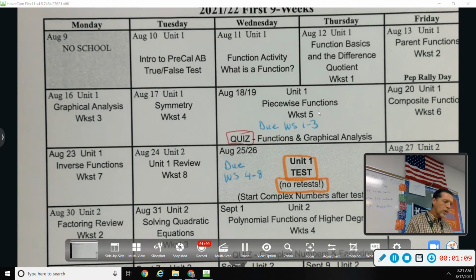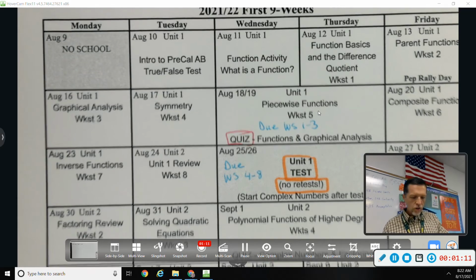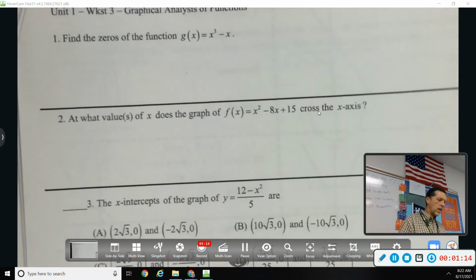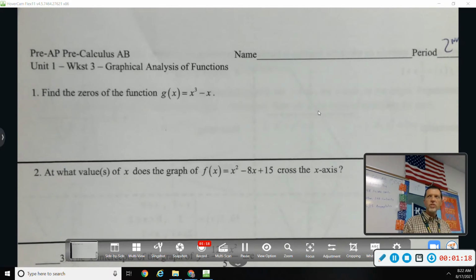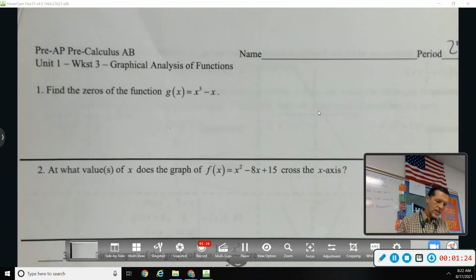All right, how about questions from worksheet 3? Questions from worksheet 3. Tori. Which one? 14.